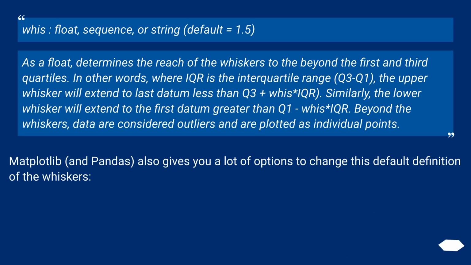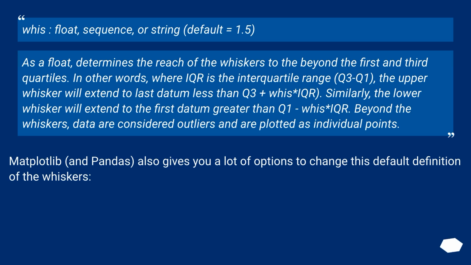whis, float, sequence, or string, default equals 1.5. As a float, determines the reach of the whiskers beyond the first and third quartiles. In other words, where IQR is the interquartile range, Q3 minus Q1, the upper whisker will extend to the last datum less than Q3 plus whis times IQR. Similarly, the lower whisker will extend to the first datum greater than Q1 minus whis times IQR. Beyond the whiskers, data are considered outliers and are plotted as individual points.